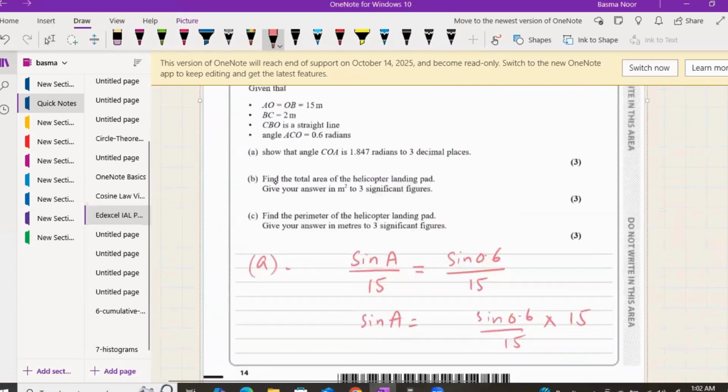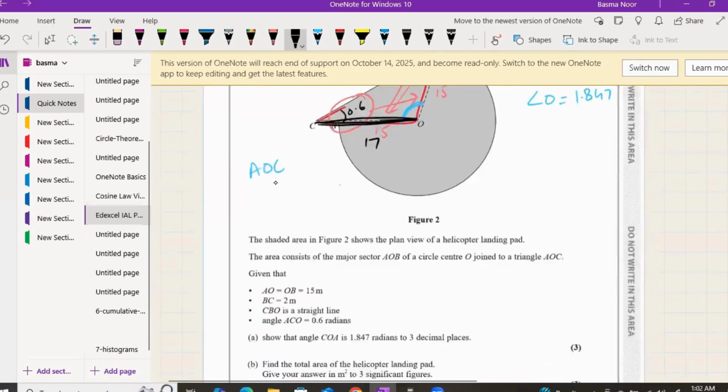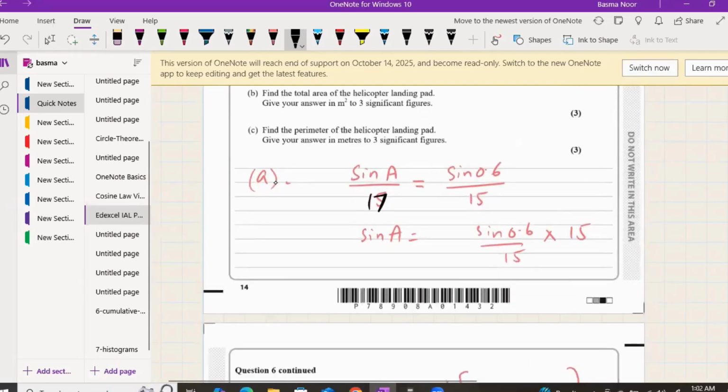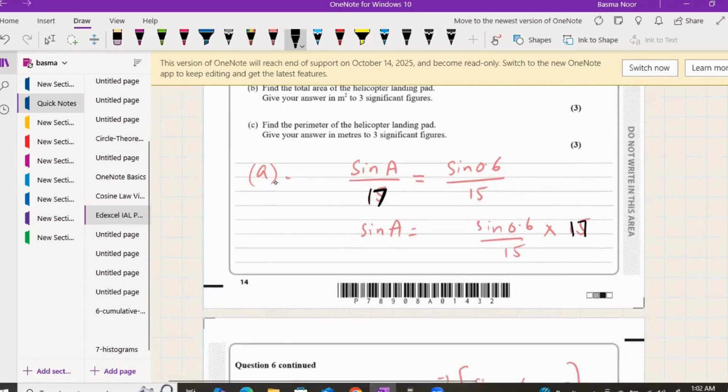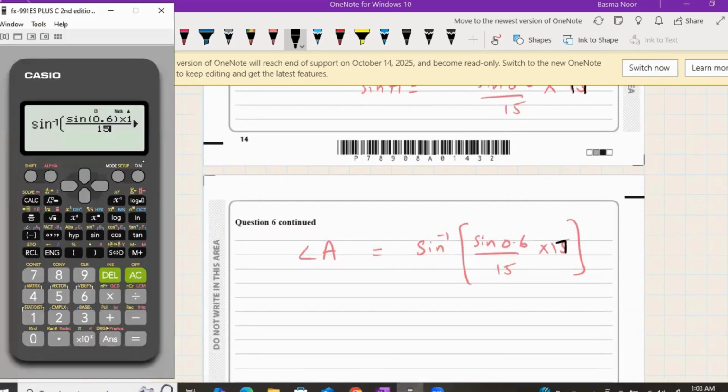Let me show you. Sine A over this total length, sorry, this total length is not 15, this is CO, and you're getting the whole length, which is 17. CO is 17 in total. So it is sine A over 17 basically, and you will times it by 17 then. First I need to go up and fix this 15 to 17. Now we insert it in the calculator, and once you have inserted all the values, close the bracket. Now press equal. You get 0.6944.